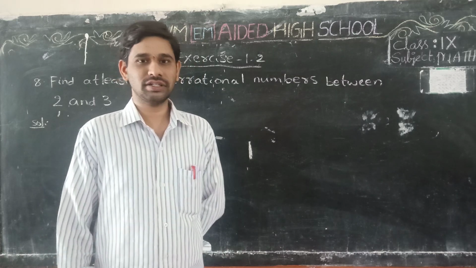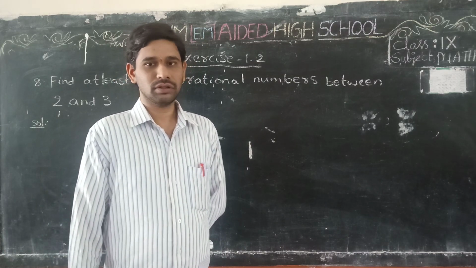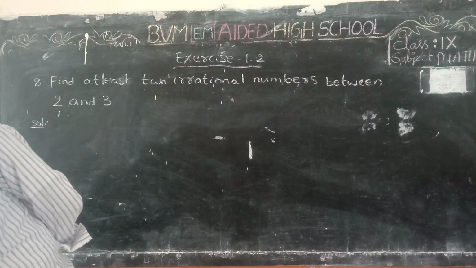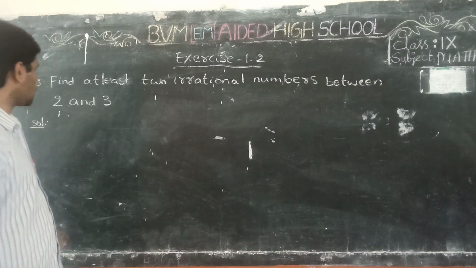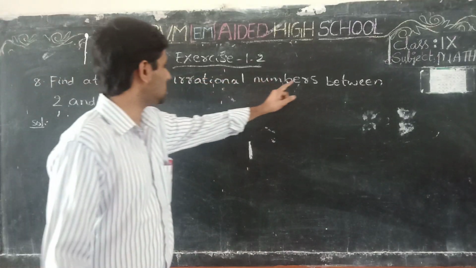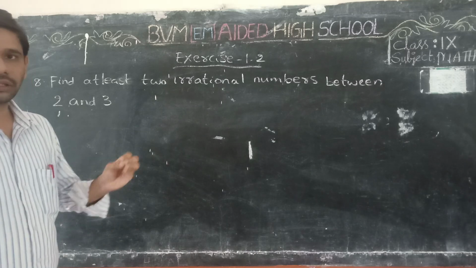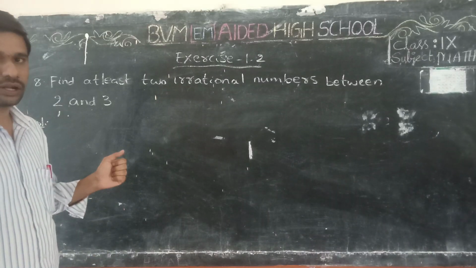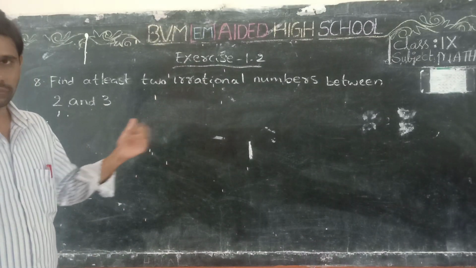We are already discussing exercise 1.2, sums we already completed. So now 8th sum, find at least two irrational numbers between 2 and 3. There are two different methods of finding the irrational numbers between two numbers.